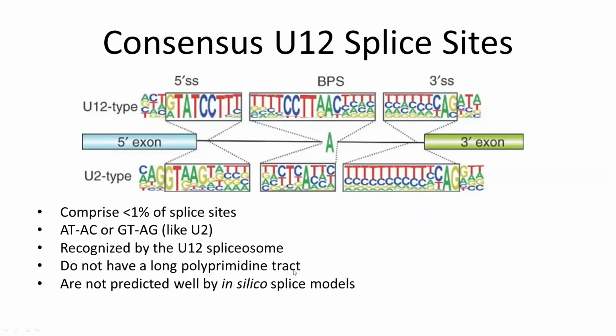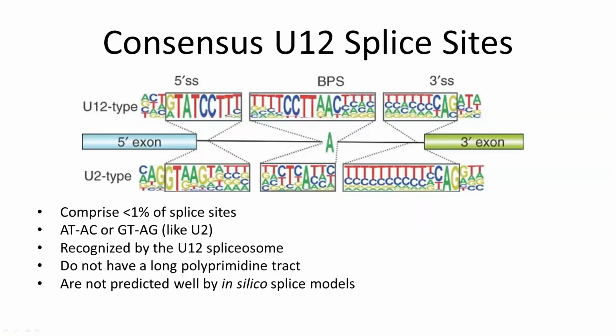They lack this extra long pyrimidine tract. You can see here it's very long in the U2 type, but it's much shorter here in this U12 type. These are not predicted well by in silico splice models. So if you're looking at one, don't try to use the tools that I'm showing you to predict what's going to happen when you introduce a mutation.